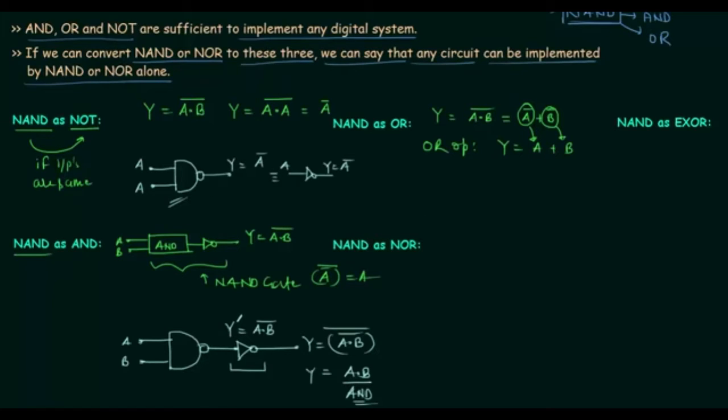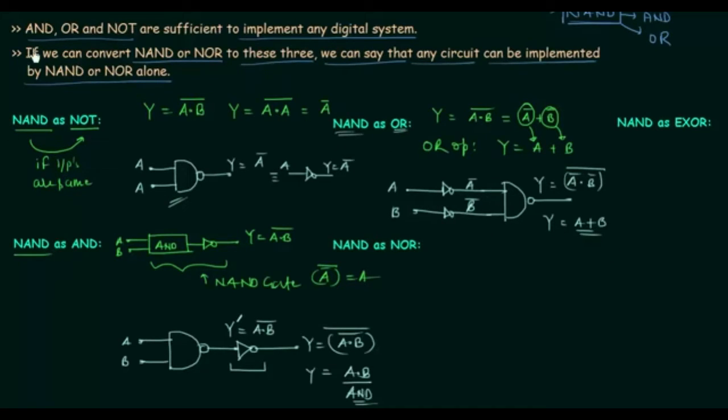So we will complement the two inputs first, A, B. So we have A complement, B complement, and then we will feed them to the NAND gate. So the output Y is equal to (A complement and B complement) whole complement. By using De Morgan's law, Y is equal to A or B, which is the OR operation. So this is how we can implement the OR gate by using the NAND gate.